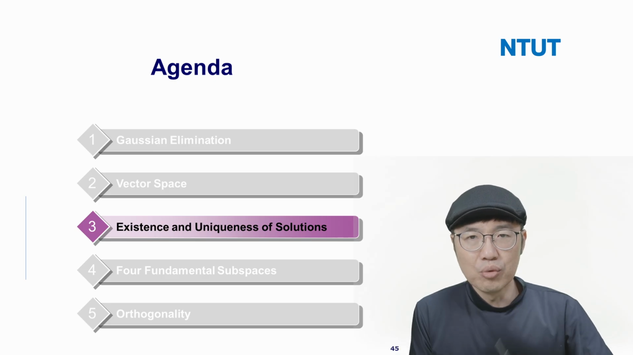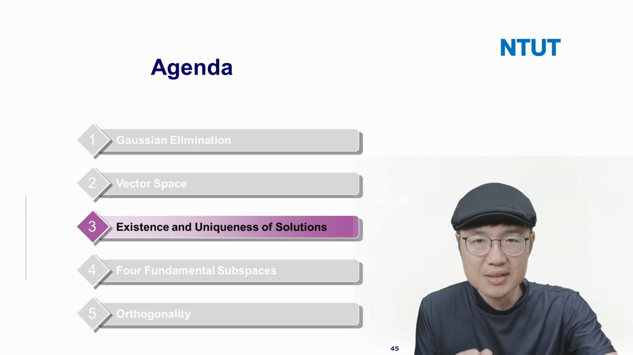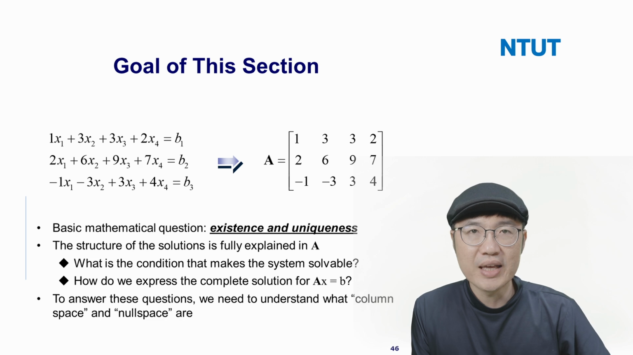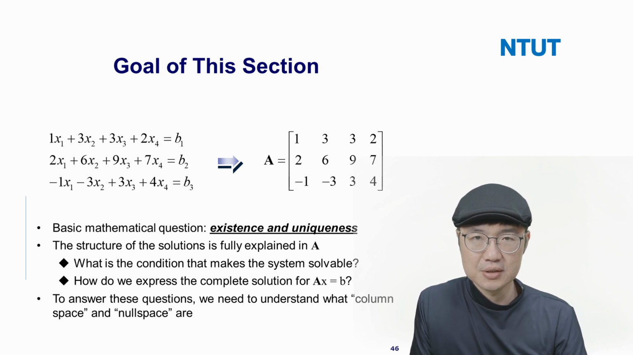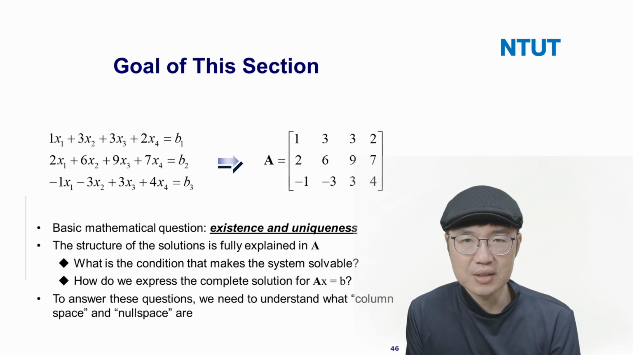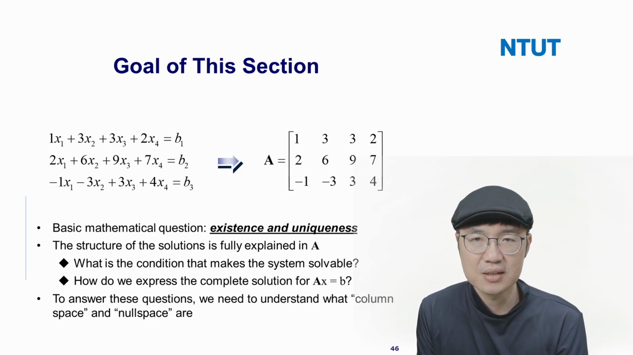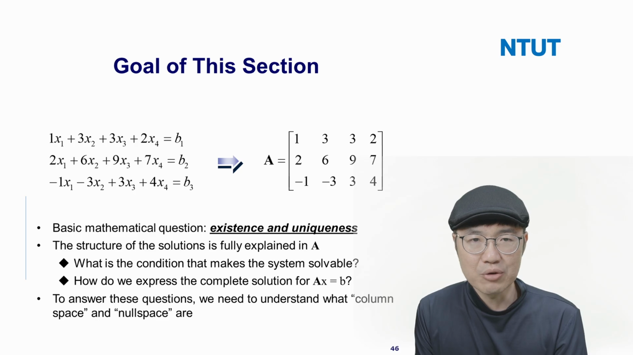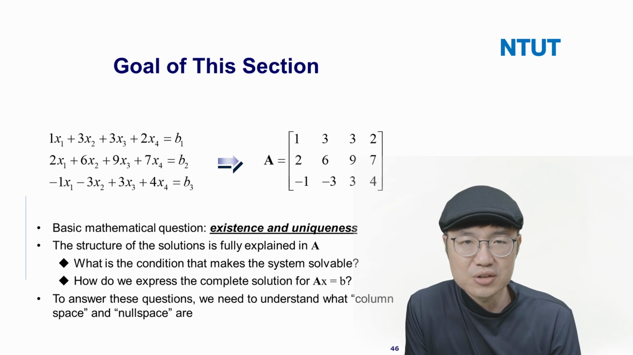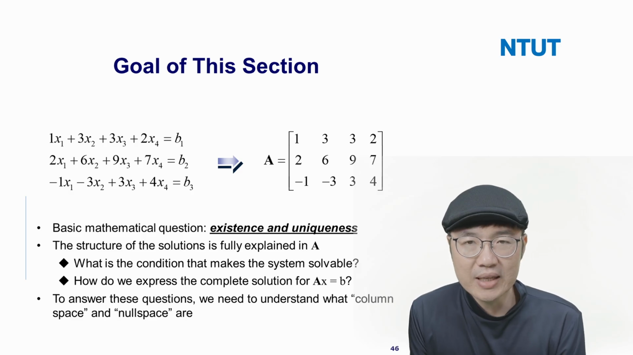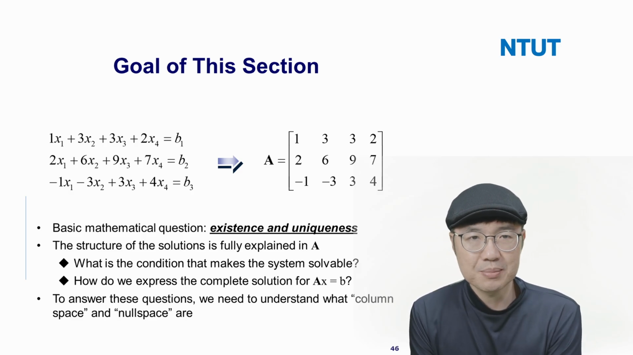So with these terms considered, let's move to the existence and uniqueness of solutions. The goal of this section is to check a linear system, Ax equals b, and we'd like to know, is there a solution? Is the solution unique?